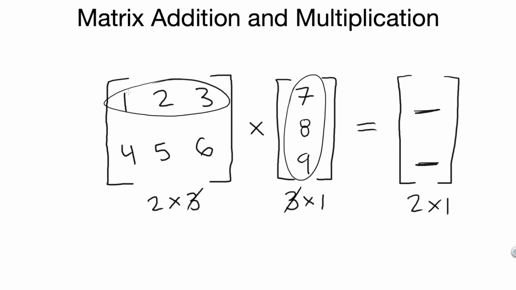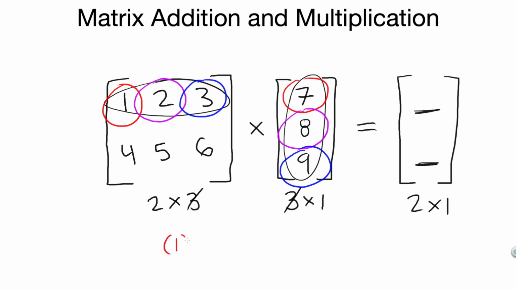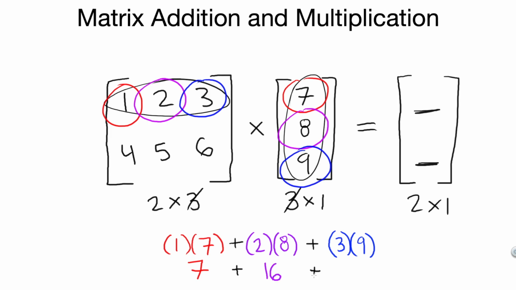In other words, the first term of this row is multiplied by the first term of this column. That is then added to the second term of this row multiplied by the second term of this column. Lastly, that is added to the product of the third term of the row and the third term of the column. What we will end up with is 1 times 7 plus 2 times 8 plus 3 times 9. In other words, 7 plus 16 plus 27, for a total of 50.